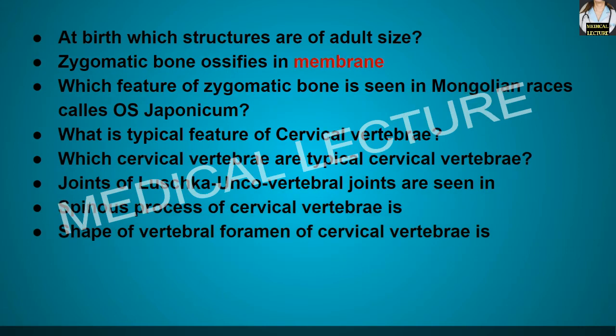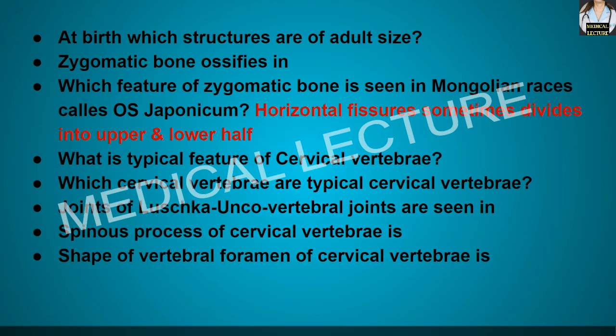Which feature of the zygomatic bone is seen in Mongolian races, called the os japonicum? It is the horizontal fissure, which sometimes divides the bone into upper and lower halves, and this feature is seen in Mongolian races, called the os japonicum.